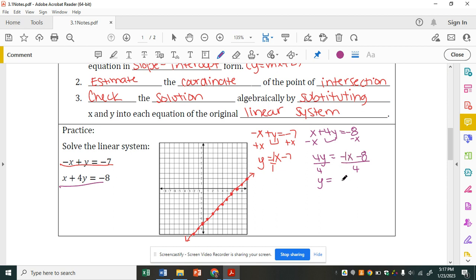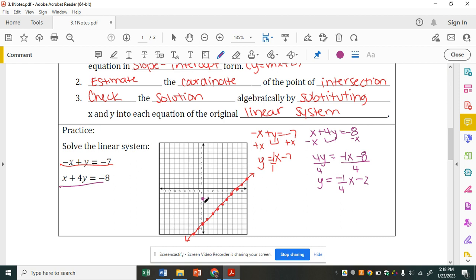So this negative x, like I said, is like negative 1x. So when you go to divide this, keep this as a fraction, because you always want to keep your slope as a fraction. It tells you how to move up and down. But here, we know that negative 8 divided by 4 is just negative 2. So now I have this equation in slope-intercept form. I'm going to graph that. My y-intercept is at negative 2, and then my slope is negative 1/4.